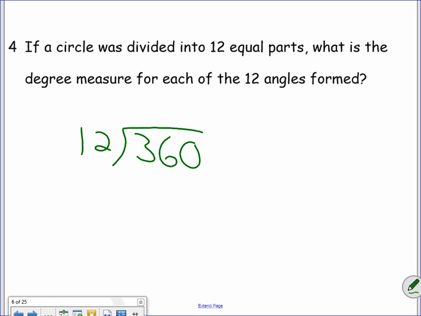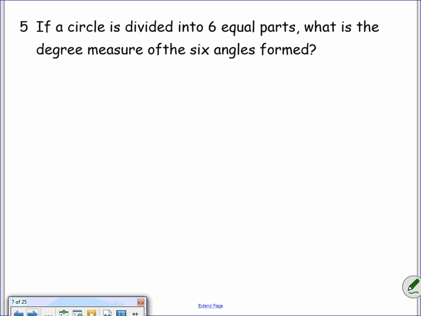Well, I'm going to do this kind of quickly. 12 goes into 36 3 times, and we have a 0. So each angle would equal 30. Keep going so I can keep under the 10-minute time.